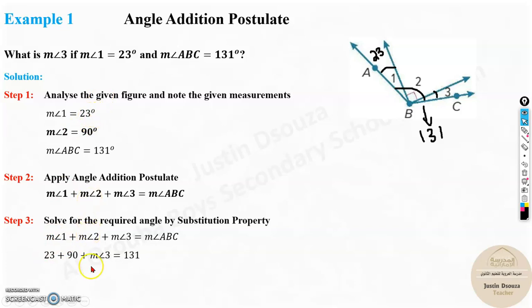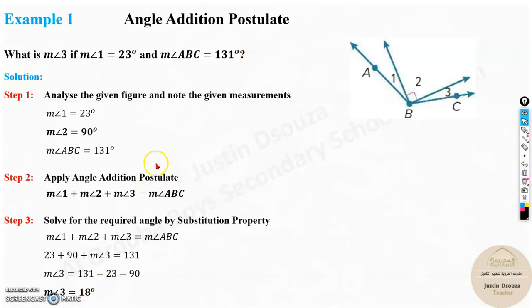Angle 1 is 23, angle 2 is 90, angle 3 is unknown, which we need to find, and the total measure of ABC is 131. Now what do we get? Take everything to the other side and subtract, put it in the calculator, you will get 18 degrees. So this is the answer for this question.